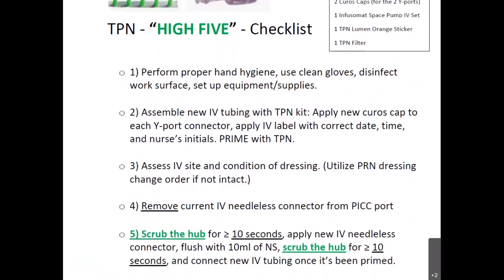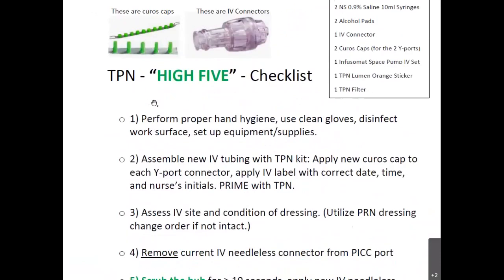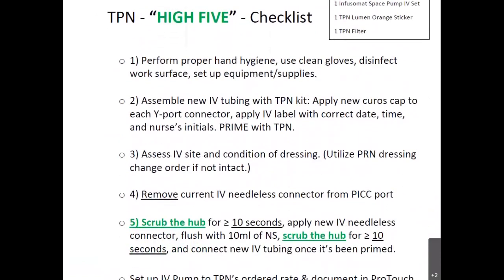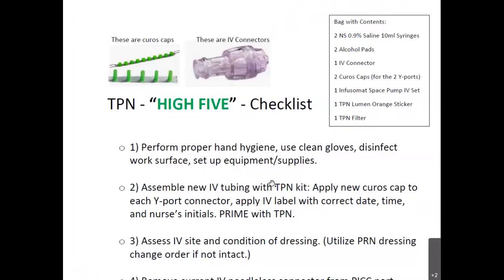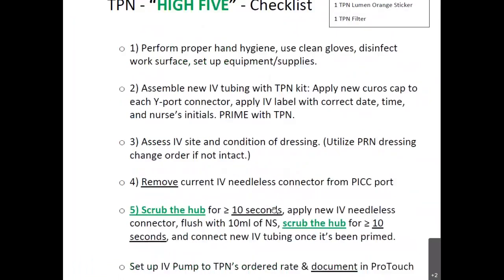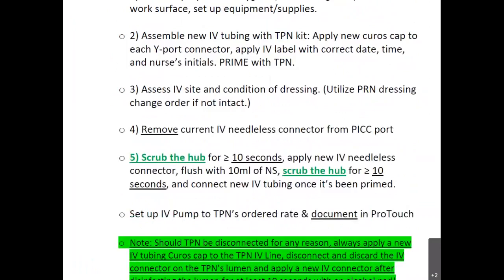assemble the new IV tubing, apply this Curos cap to the end of all of the Y port connectors on that IV tubing, prime the IV tubing with TPN, assess the IV site and change the dressing if it's not intact, remove the current IV needleless connector from the dedicated TPN lumen. Scrub the hub for at least 10 seconds with one of the alcohol pads. Apply a new IV connector. Flush with at least 10 mils of saline.